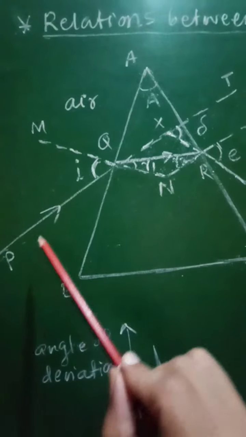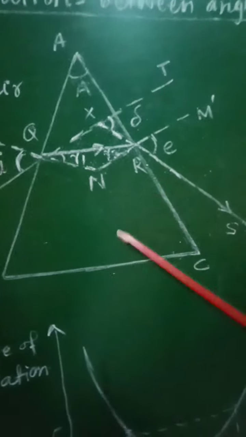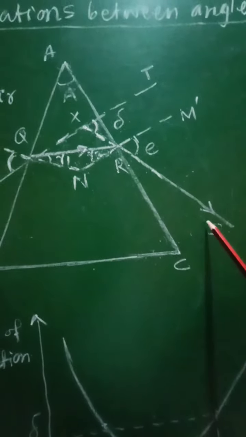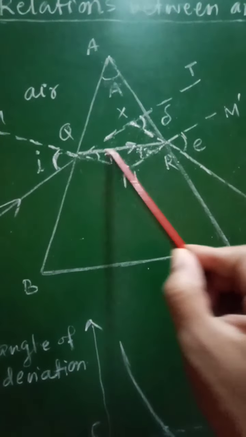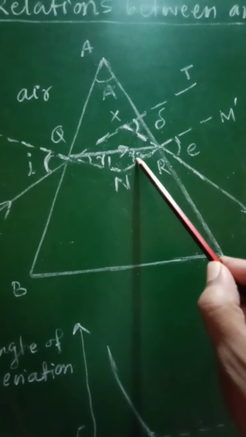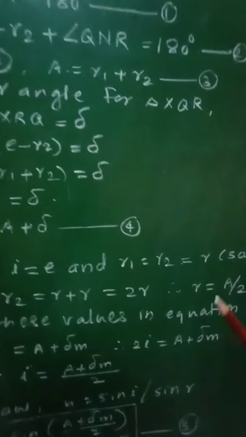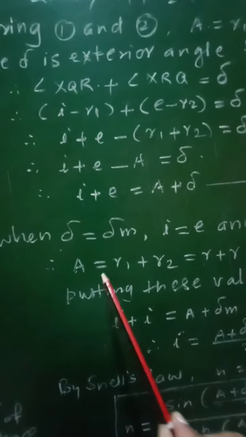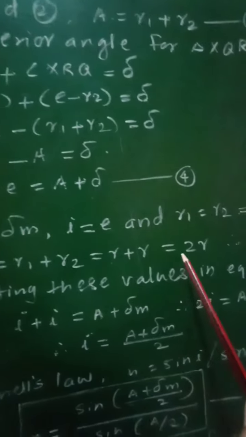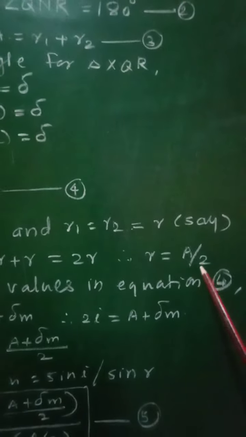Now when this ray is incident ray, at that time this angle is R1, this angle is R2. Instead of that, if we reverse this, that means if RS is made incident ray, then refracted ray will be again same, that is QR, and at that time this will become R1, this will become R2. That is, we can say that at delta is equal to delta M, I will be equal to E, and R1 is equal to R2, let it be equal to R. And therefore we can write A is equal to R1 plus R2 equal to R plus R, that is equal to 2R, or angle of refraction R will be equal to A upon 2.